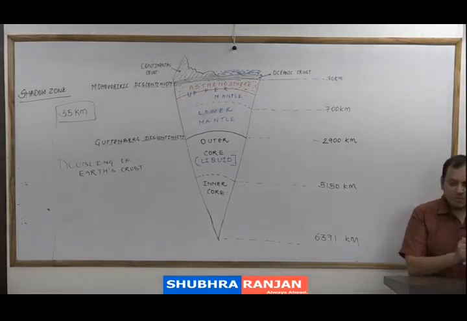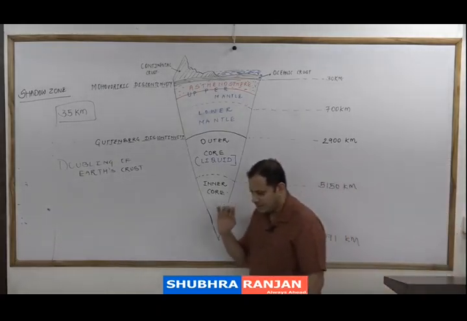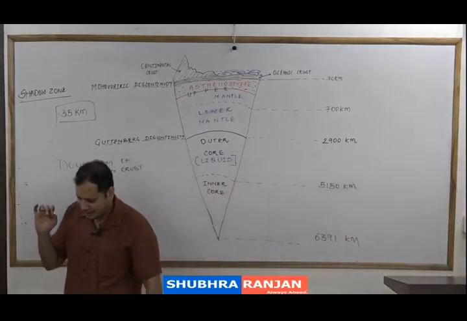Granitic rock is the most common rock in the continental crust.